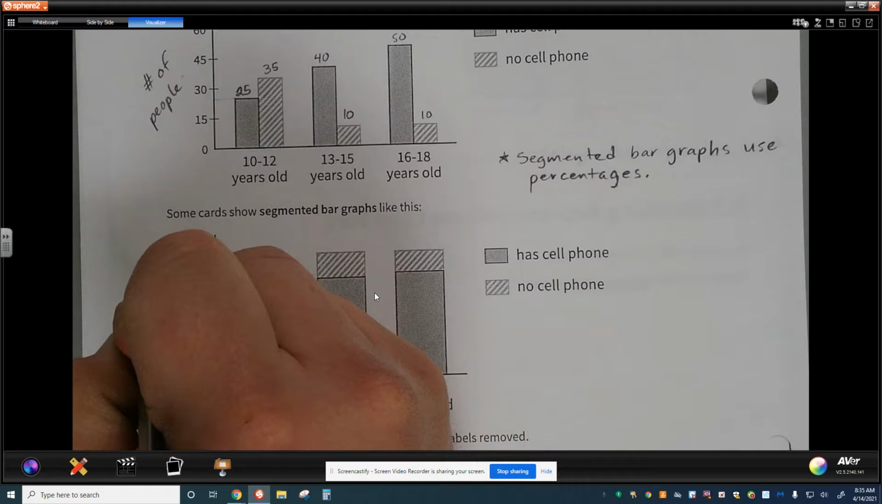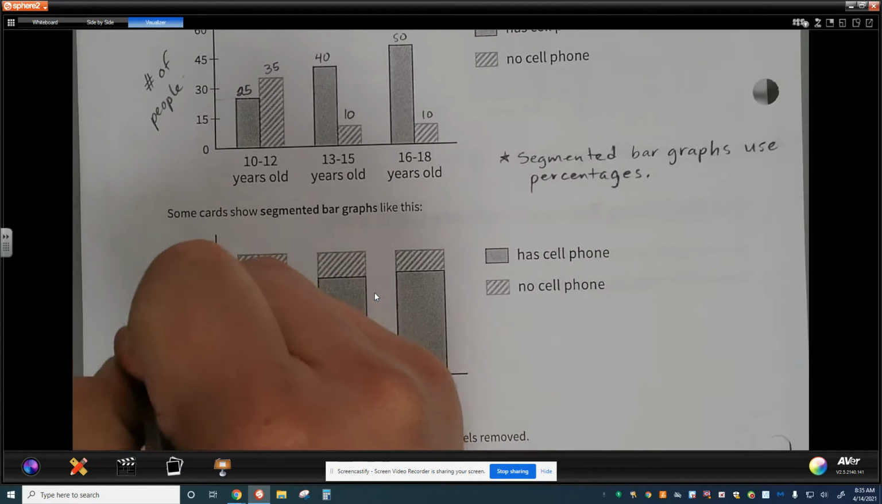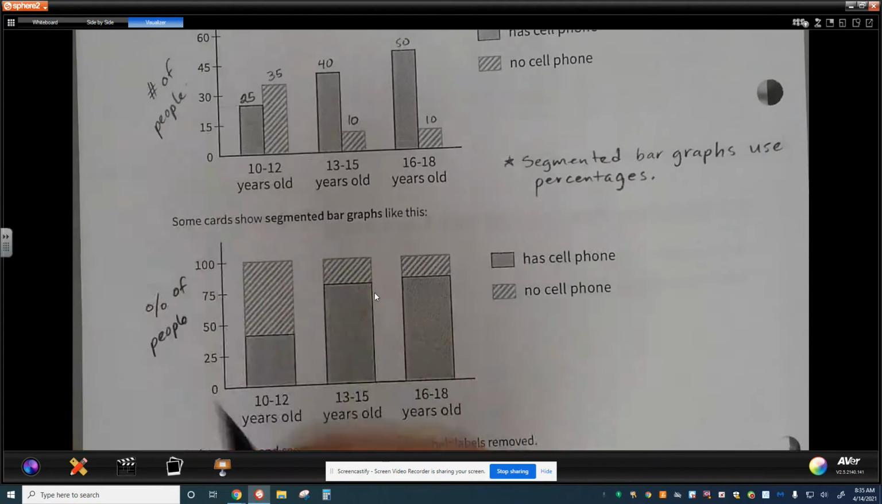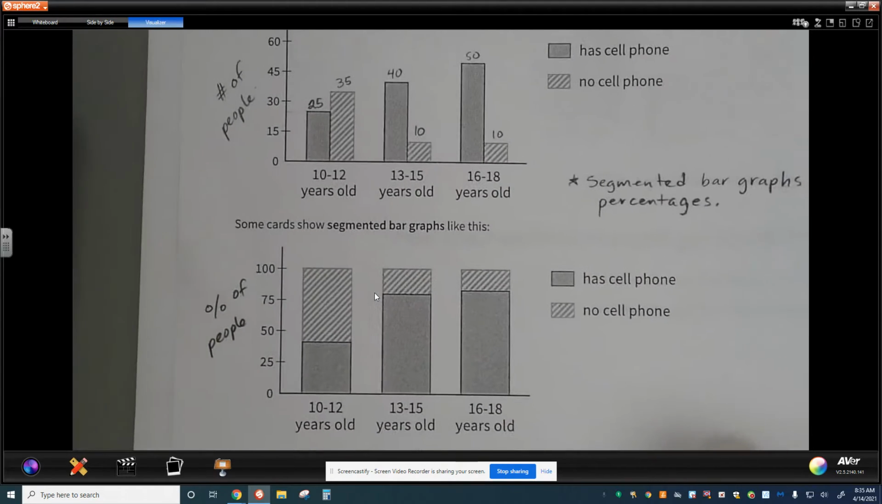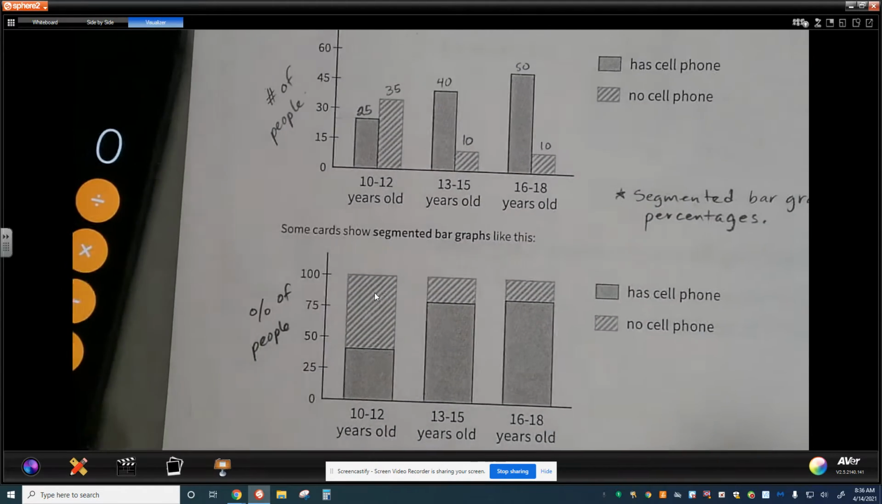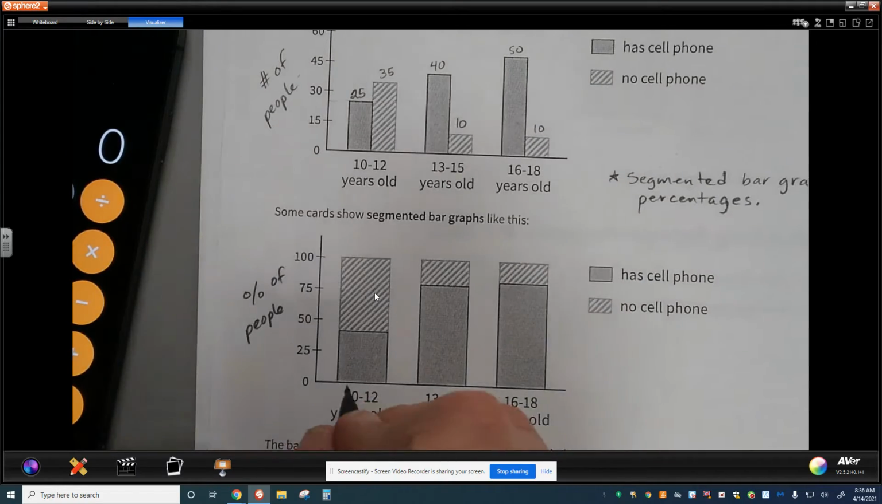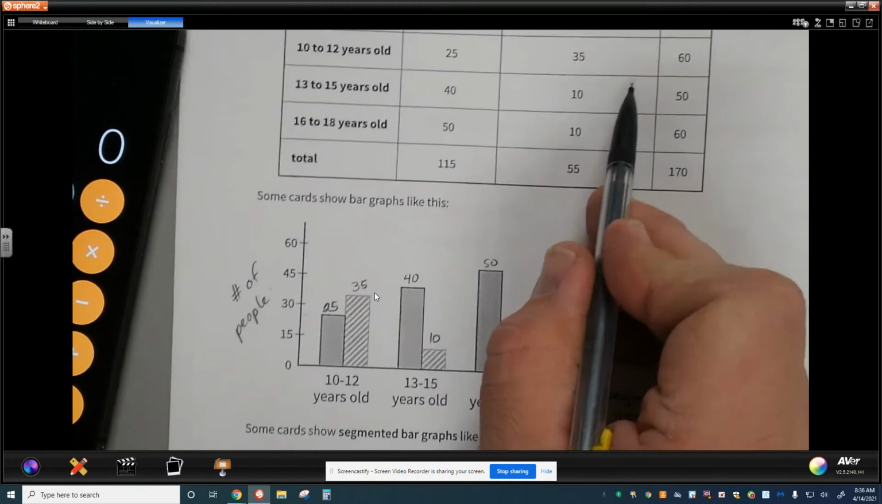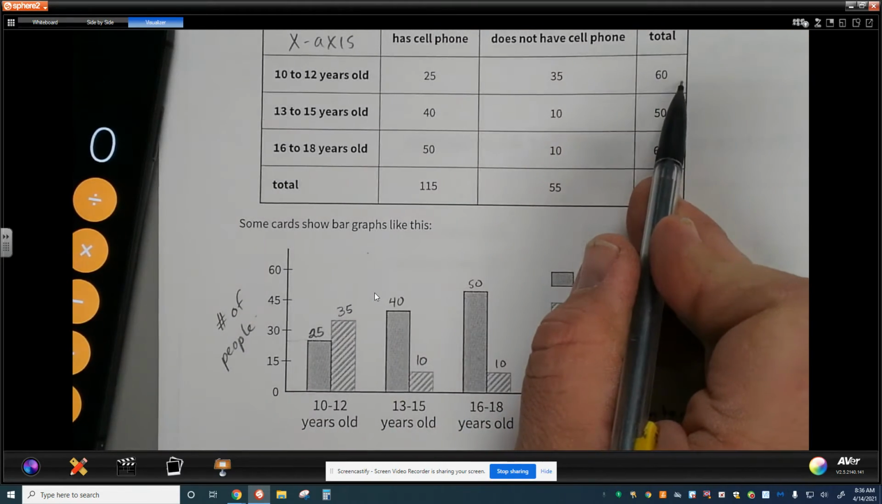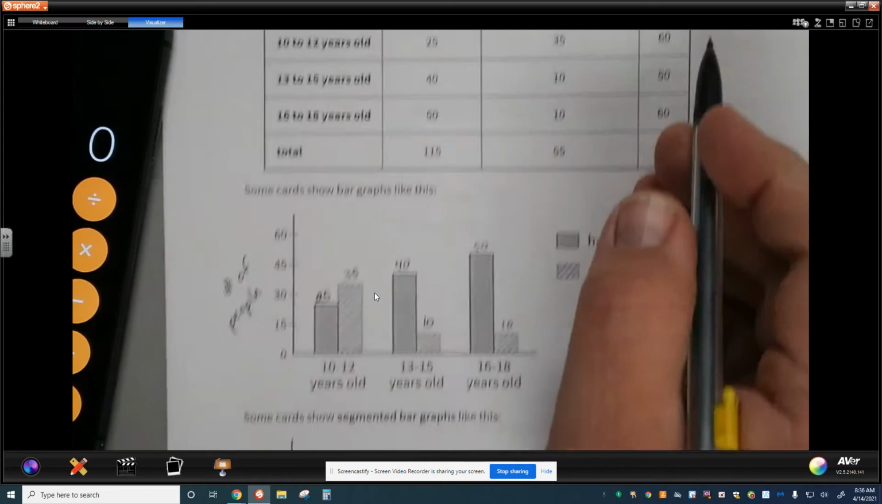So this would be percent of people that actually have the cell phones. Now we would have to use our other information from up above to determine what percentages actually have and don't have cell phones. We can do that by taking a simple ratio. For 10 to 12-year-olds, those that have cell phones would be 25 out of 60. Those that do not have it is 35 out of 60.